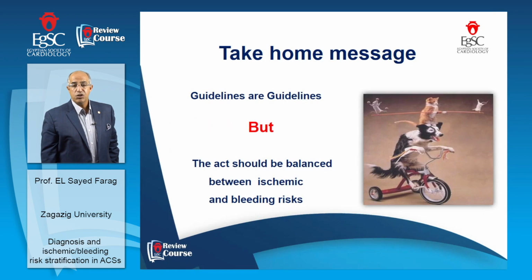Finally, my take-home messages. I'd like to confirm the use of high-sensitivity troponin: the 0/1 algorithm now takes a class 1 recommendation. Also, I'd like to confirm here the use of the GRACE risk score, the ischemic risk score, and the bleeding risk score, and to balance between them, despite the GRACE risk score being downgraded to 2A.